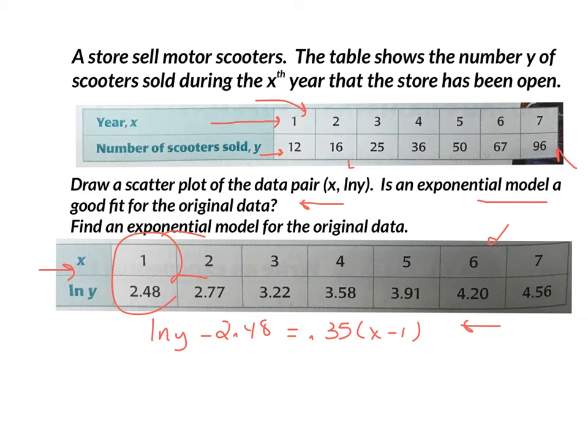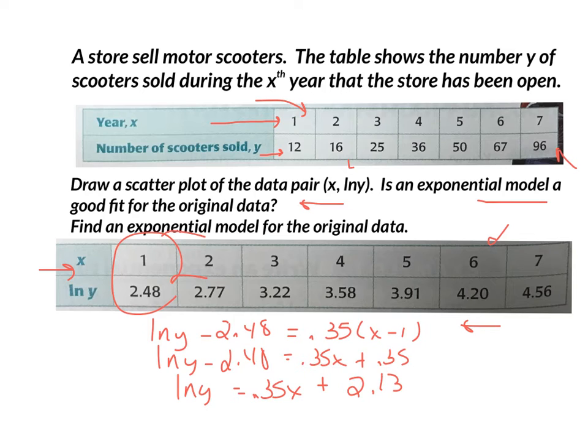I'm going to work that out real quick. First of all, I distribute the 0.35. When I do that, I get 0.35x plus 0.35, and move that 2.48 over to the other side. I get 0.35x plus 2.13. There was something that didn't look right. I missed a sign right here. There we go. Now it's 2.13.